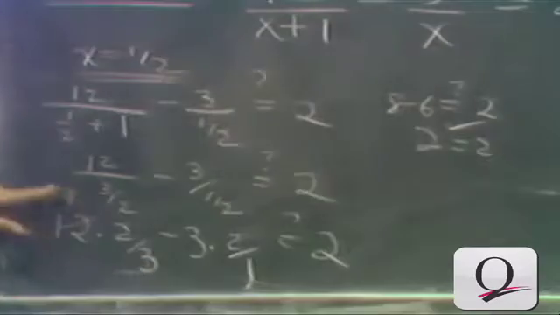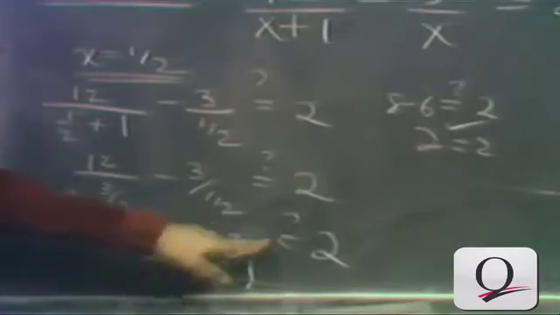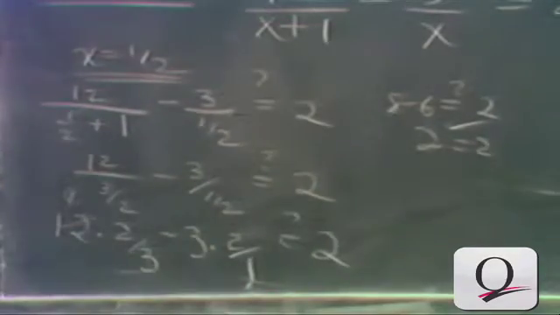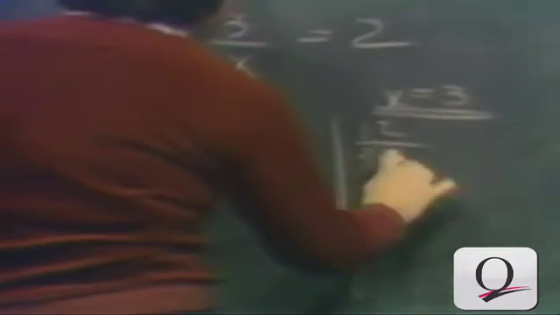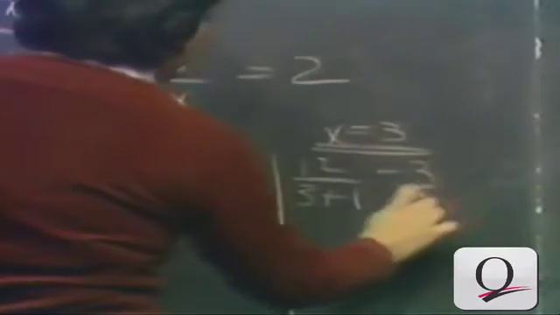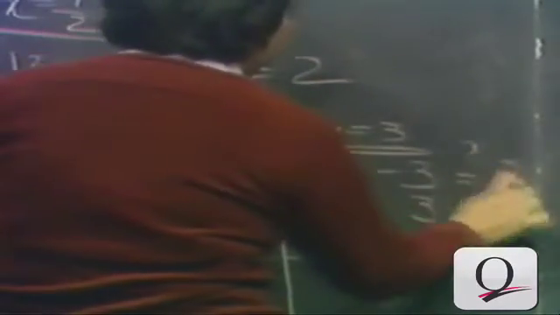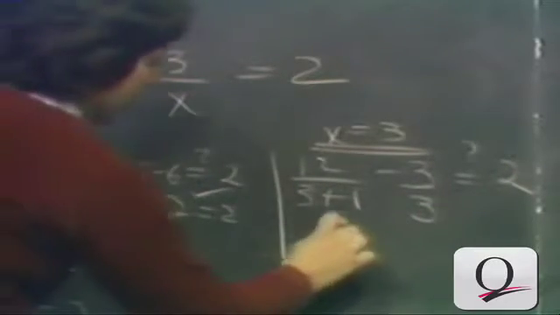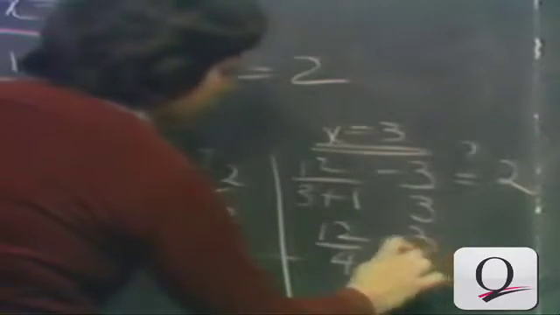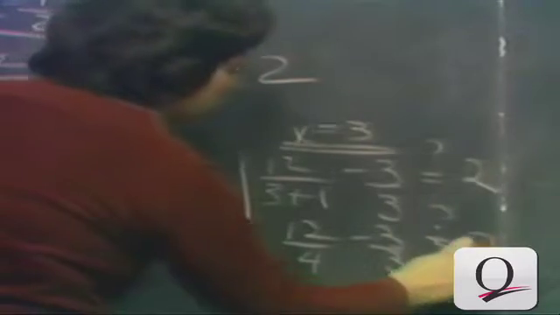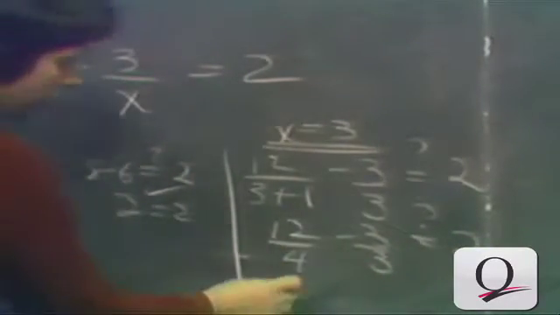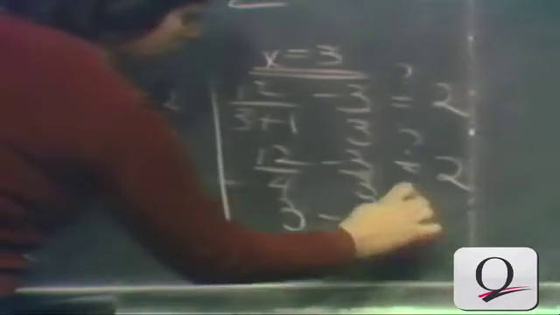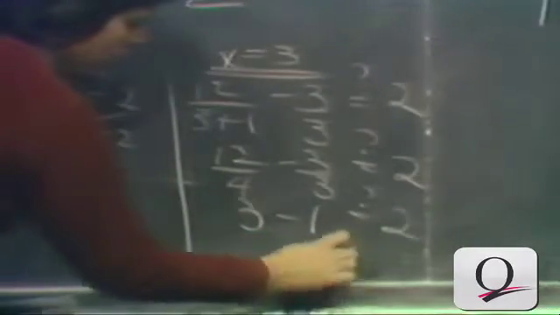Going over this again, we have 4 times 2, 8 minus 6, which should be equal to 2, and that checks out. Now, checking x equals 3. 12 over 3 plus 1 minus 3 over 3 should be equal to 2. 12 over 4 minus 3 over 3 should be equal to 2. And 12 over 4, that's 3 minus 1, which of course equals 2. Checks out.